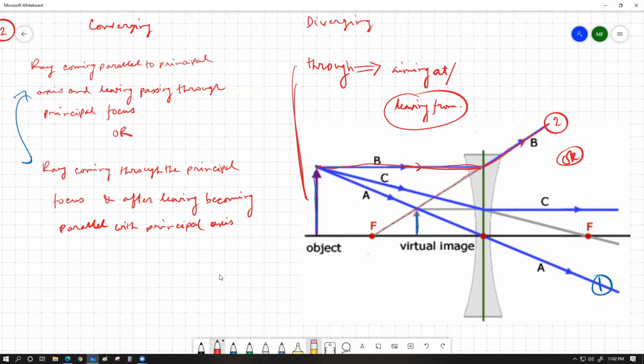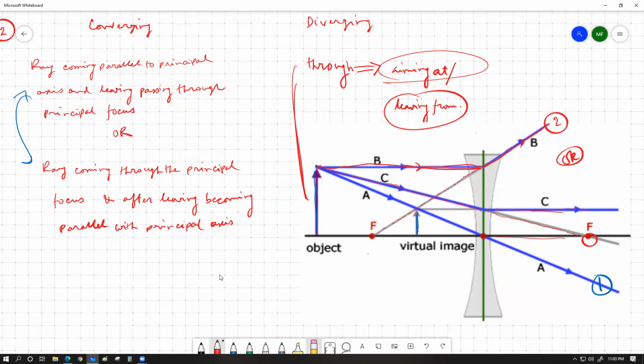So this ray, have a look over here, you can also choose C. If you choose C, AC is coming at an angle in such a way as if it was aiming towards the principal focus on this side, but as it passes through the lens, it becomes parallel with the principal axis. Here I'm using the term aiming at. So I'm going to describe this ray C this way: a ray that comes from the object aiming at the principal focus on the other side, and after passing through the lens, becomes parallel with the principal axis.